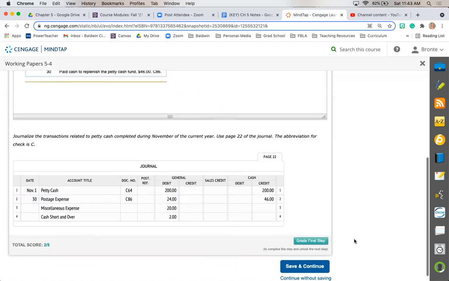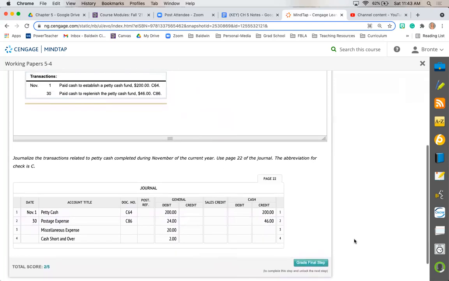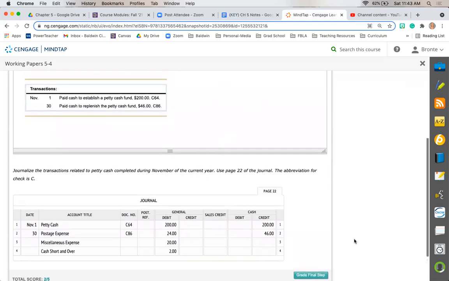Okay. And that is the end of chapter 5, all about a petty cash report. Don't forget to do the on your own and terms.